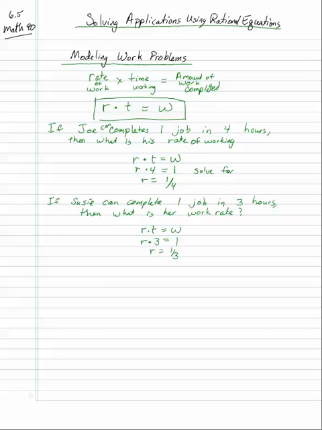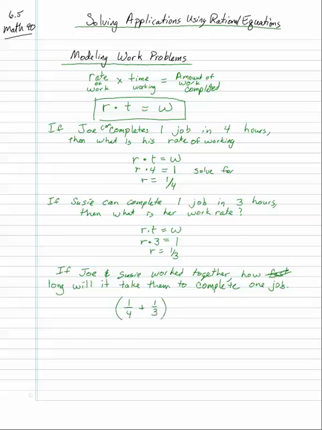Now, if Joe and Susie work together, how long will it take them to complete one job? Basically, we're going to take their rates. Joe does 1/4 job per hour, plus Susie does 1/3 job per hour, so that's their rate working together, times the amount of time, which we don't know, to complete one job. Now we distribute the t, so t over 4 plus t over 3 equals 1, and we're going to solve for t.